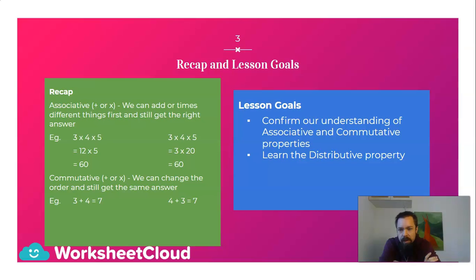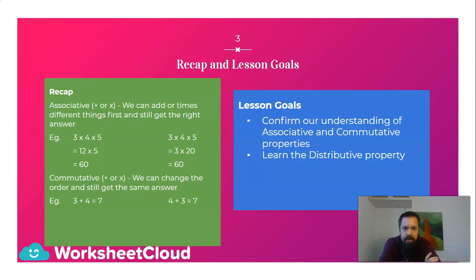Then we looked at the commutative law, which is plus or times as well. And that means we can change the order and we still get the same answer. So if you do 3 plus 4, you get 7. If you do 4 plus 3, you also get 7. So whichever way around is easiest for you, you can switch them around and it'll still give you the same answer.